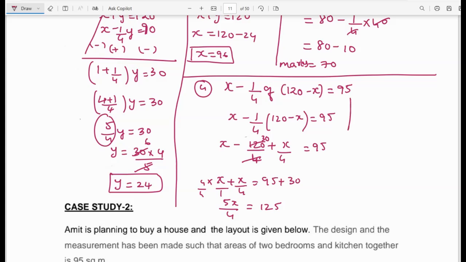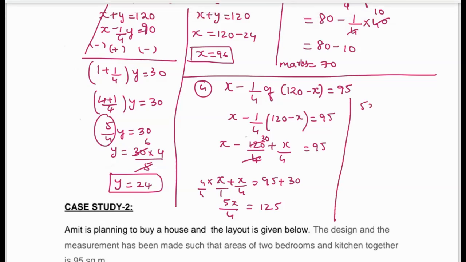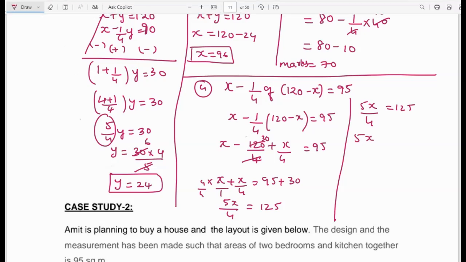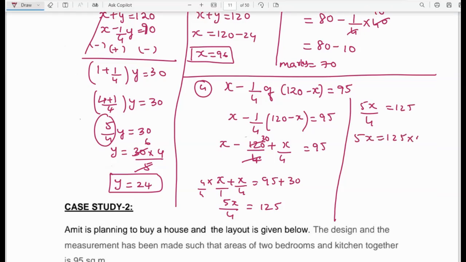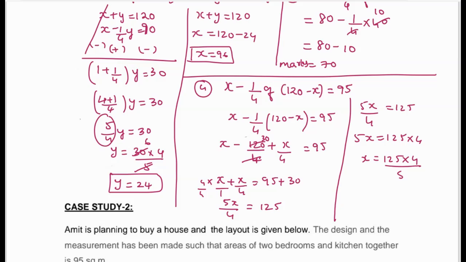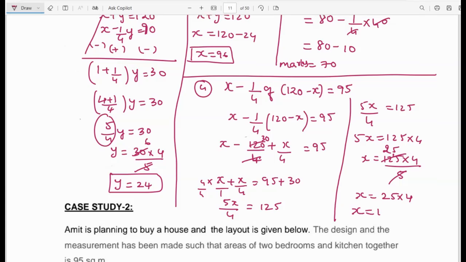So now 5x by 4 is 125. 5x will be 125 into 4. That is nothing but x will be 125 into 4 divided by 5. 5 ones are 5, 5 twos are 10, 5 fives are 25. So x will be 25 into 4. So x will be 100.